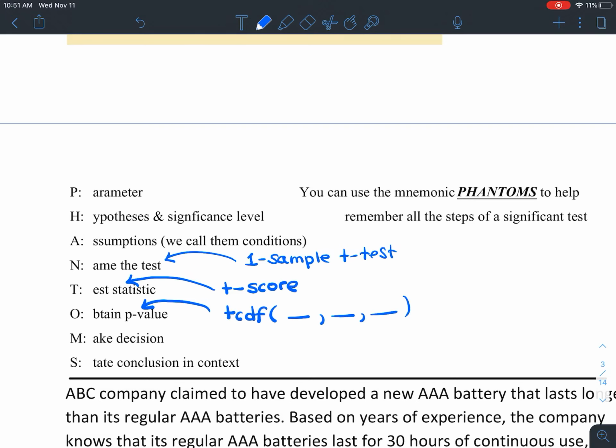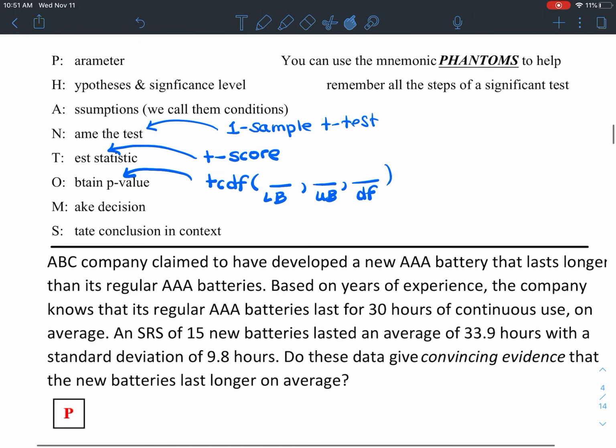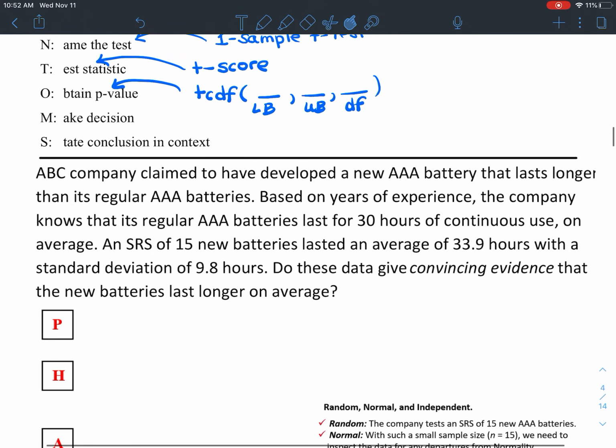Essentially, t-CDF, by the way, is found in the exact same menu that normal CDF is found. It's just a couple options below. On my calculator, it's option number 6. You would put the lower bound, the upper bound, and then your third input would be the degrees of freedom. We end with making a decision, whether we're going to reject or fail to reject the null hypothesis, and then we state our conclusion in context.